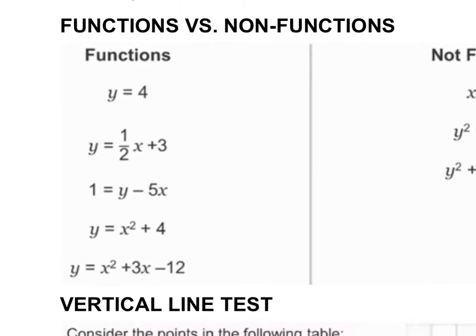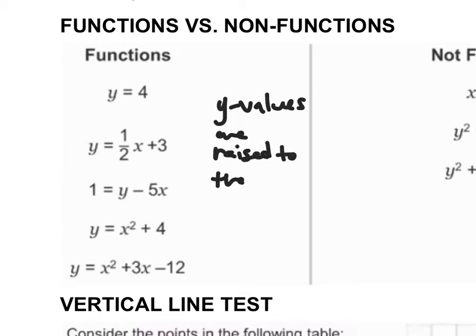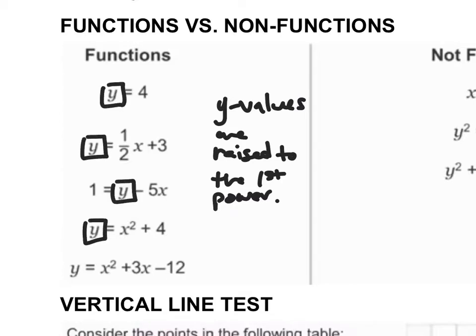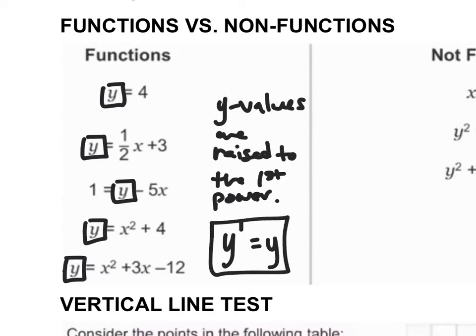The difference is this: my y values are raised to the first power, where my exponent is 1. In all of these, I have just y equals, or just a single y value. So I just have y to the first power, which is just equal to y. This is what I'm looking for when I'm looking for functions.